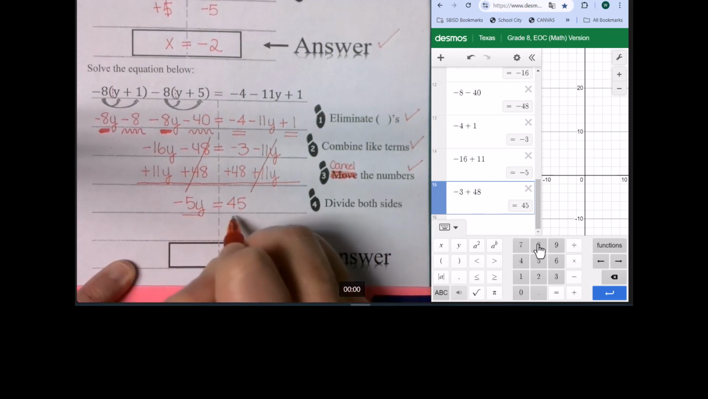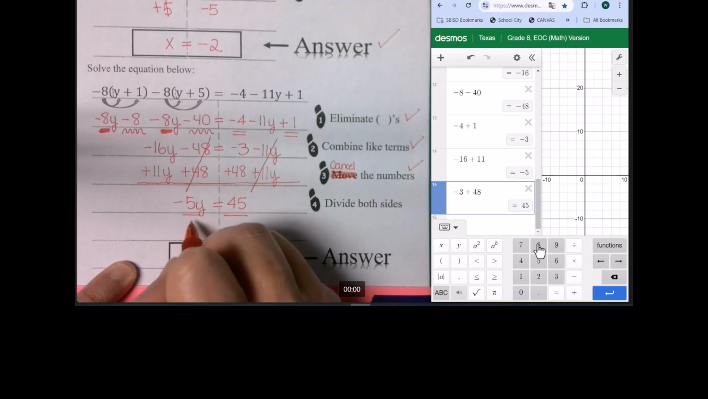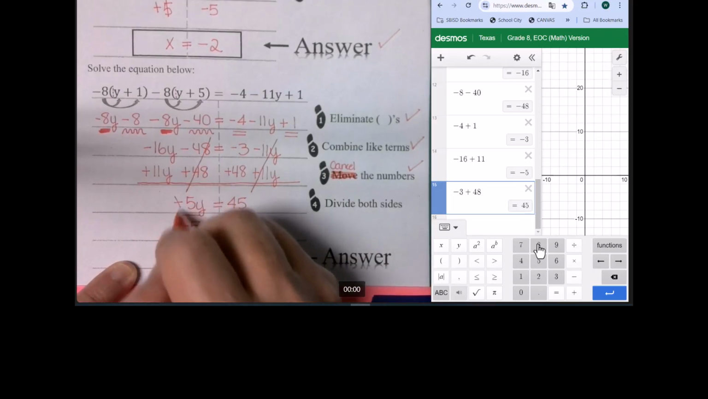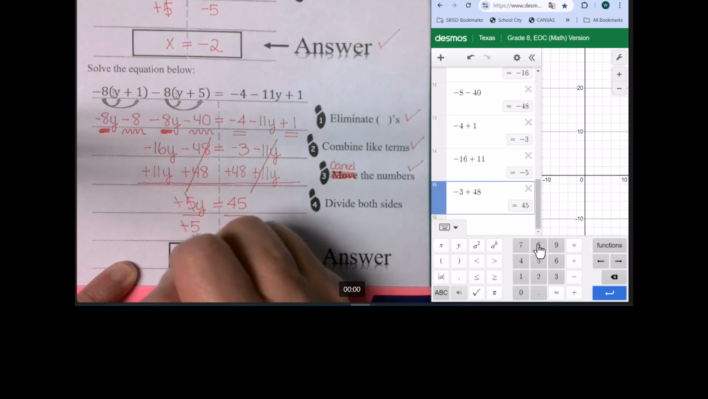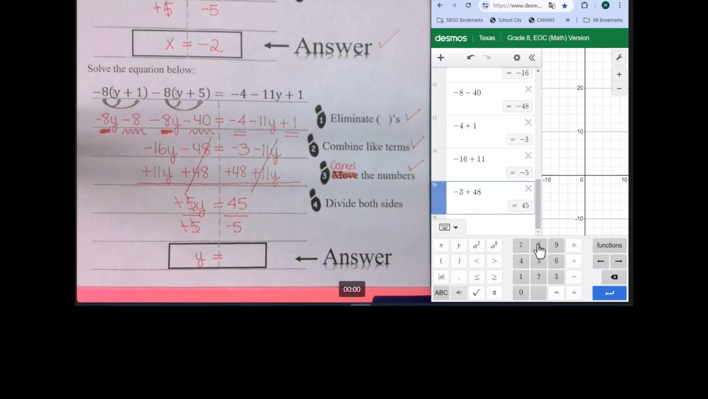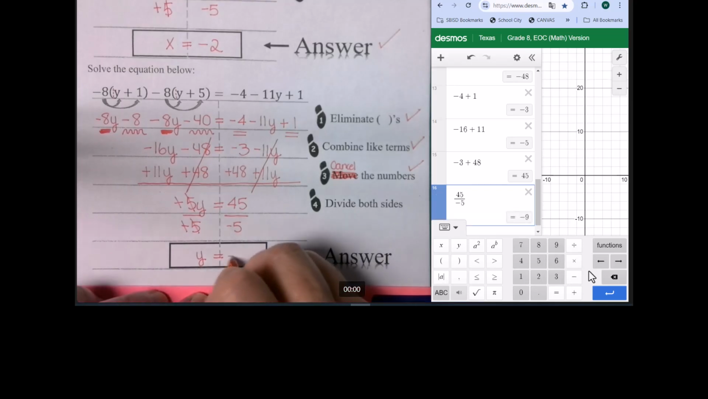We're going to divide both sides by the number next to the letter y. In this case, it is negative 5. So the negative cancels, the 5 cancels. Notice the only thing that is left uncanceled is y. And that's exactly what I want. And then 45 divided by negative 5. There's 45 divided by negative 5. We get negative 9. So there you go.